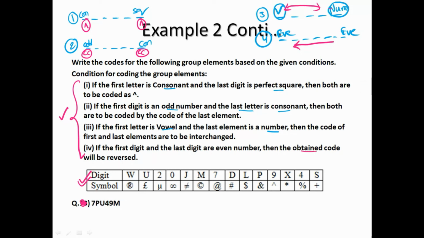Next example. Condition 1: first is a consonant? No, fail. Condition 2: first is an odd? Yes, correct. And last is a consonant? Yes, it is following. And condition 3: first is a vowel? No, fail. Condition 4: first is an even number? Fail.